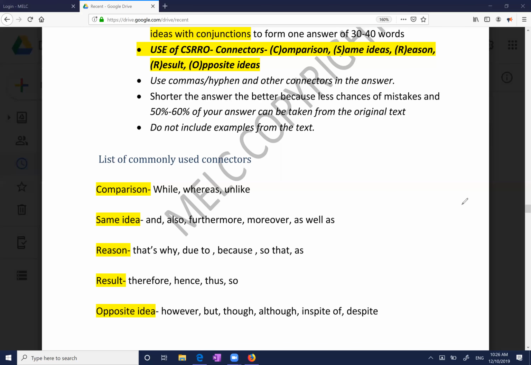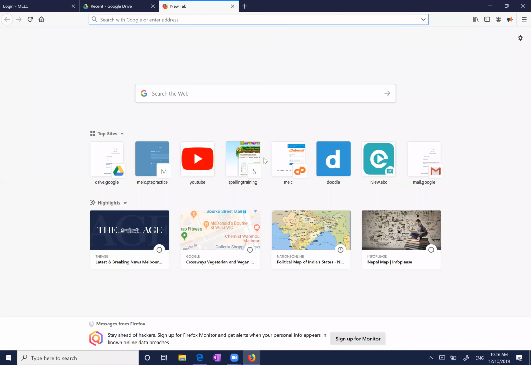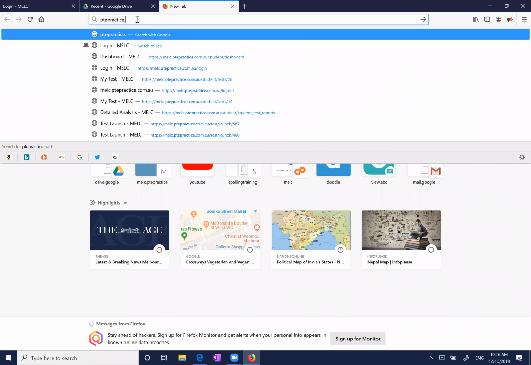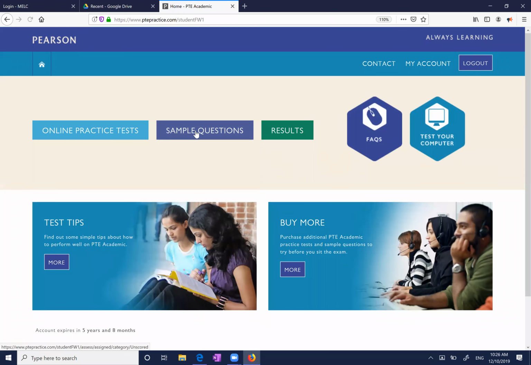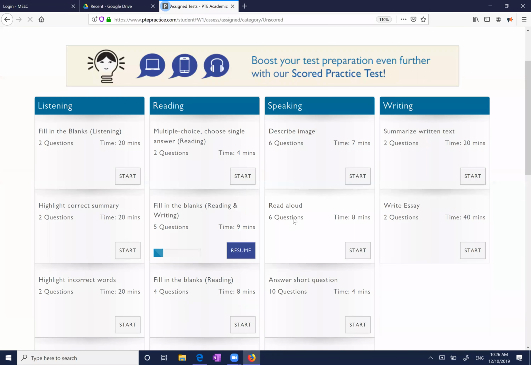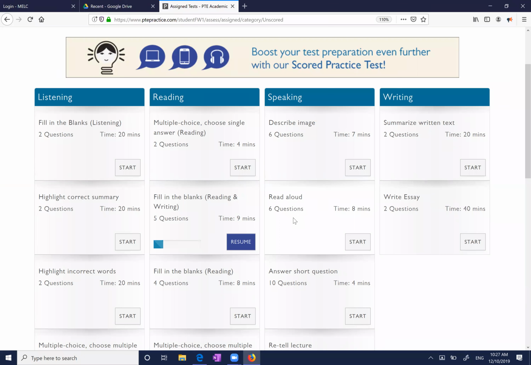Anyway, now I wanted to show you something. I told you why we say 30 to 40 words are also correct. So if you go to ptpractice.com, that is Pearson's actual website. So I log in. Everyone knows these usernames and passwords have been given to everyone on the first day. These are called sample questions. If I go to sample questions, I'll give you an overview first of what is expected of you, so that you can write answers accordingly.